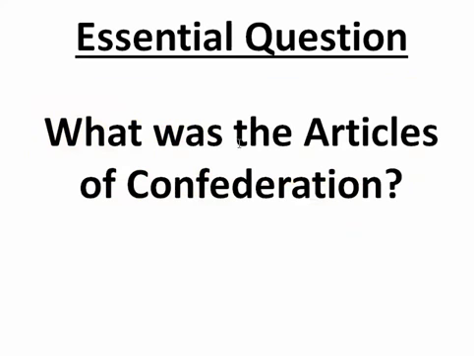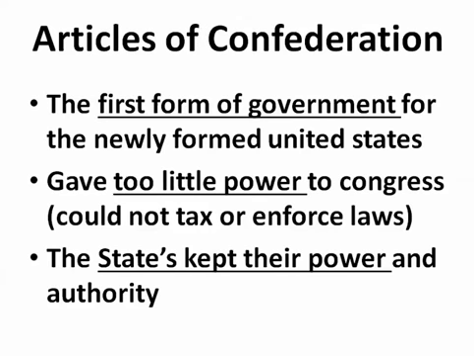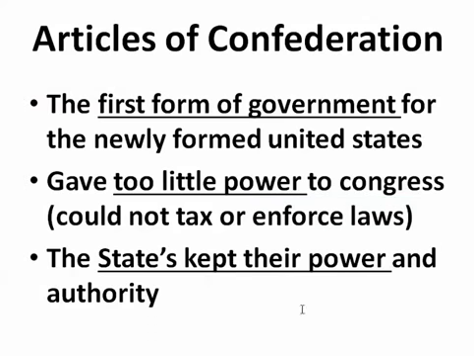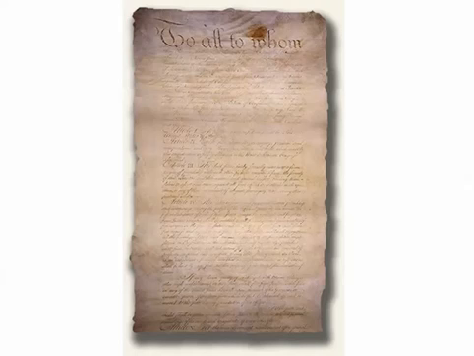Our essential question is, what was the Articles of Confederation? The Articles of Confederation were our first form of government for the newly formed United States. The Declaration of Independence did not give us a new government in 1776. So by 1781 we created the Confederation Congress. The Articles of Confederation created it, and it's going to give too little power to Congress. It can't do a number of things. Big time, it can't tax and it can't enforce laws. And the states are going to keep their power and their authority. And there's a copy of the first page of the Articles of Confederation.